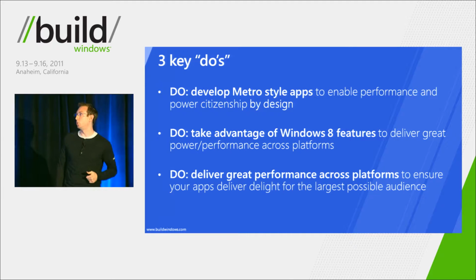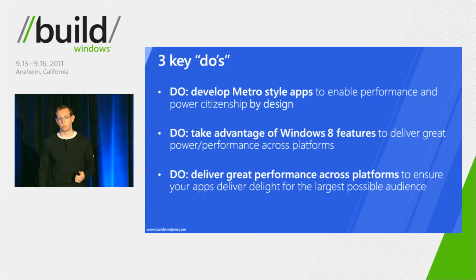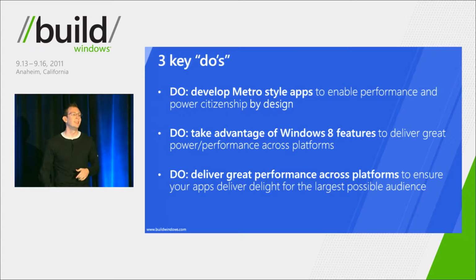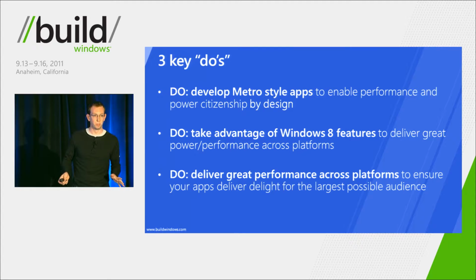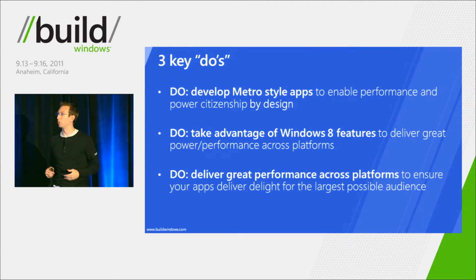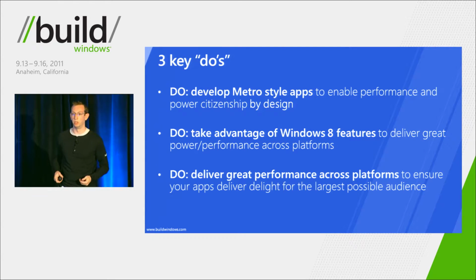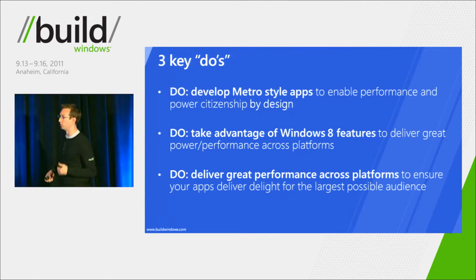You can take advantage of Windows features to deliver great power and performance across platforms. We talked about those from the disk perspective. We talked about some of those from the HTML and JavaScript perspective. There's a ton of these across the board. And so we encourage you to, as you're looking through the API set that you're being exposed to today, look for the performance opportunities that are there across the board. And then deliver great performance across a breadth of platforms that you're targeting.